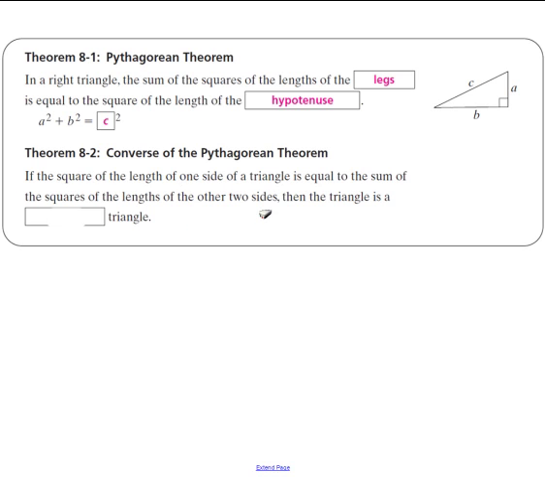If the square of the length of one side of a triangle is equal to the sum of the squares of the lengths of the other two, then the triangle is a right triangle. So you would use the Pythagorean theorem if you're given the fact that something is a right triangle and you're trying to find one of the three sides. You would use the converse of the Pythagorean theorem if you were given three sides of a triangle but you were not told that it's a right triangle. Right? You could plug the values in for A, B, and C, and if this all works out appropriately, then we can conclude that yes, it is a right triangle. So it's just working in the opposite direction.